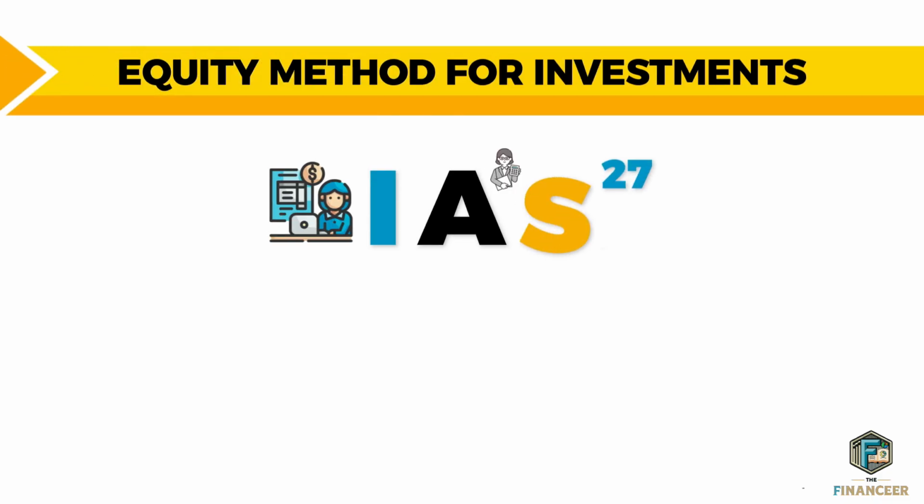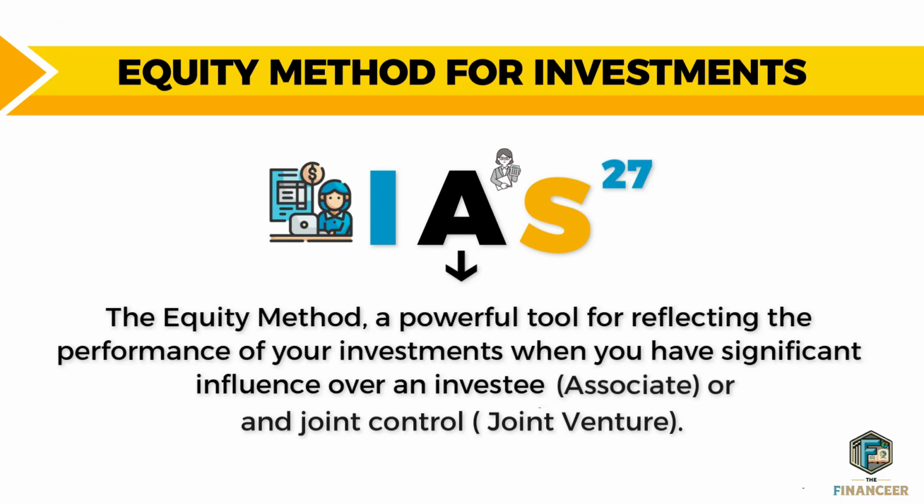Today, we are going to dive into the equity method, which is a powerful tool for reflecting the performance of your investments when you have significant influence over an investee. And this usually happens when you have associates or you have joint control, as in the case of a joint venture. So to make it clear, before we start this module, the equity method applies if you have significant influence or joint control, meaning that the investee is an associate or joint venture.